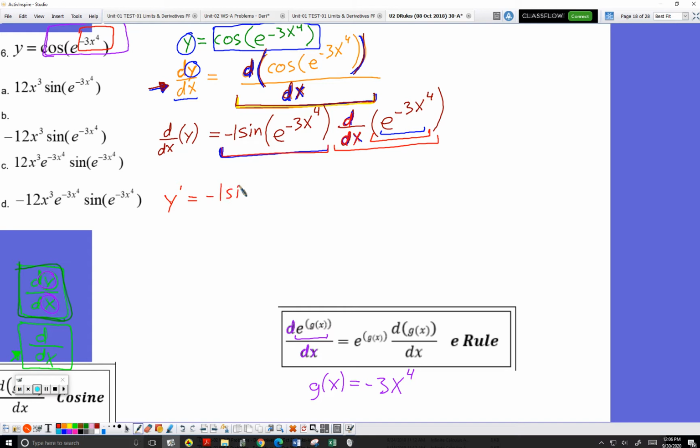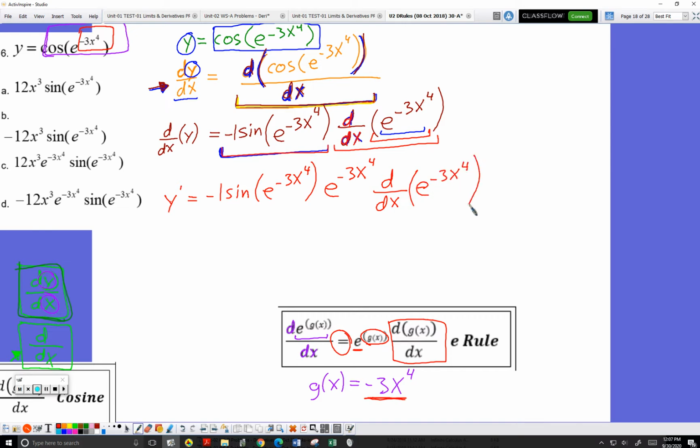Negative 1 sine e to the negative 3x to the 4th. Now I use the E rule, so I'm taking advantage of the equal sign. So I have to do E. Here we go, E raised to the g of x. Here's g of x. Then I have d over dx of g again. Made a mistake. Sorry, don't write that down. No e. Just negative 3x to the 4th, like so. Anyone bothered by anything? Cool.